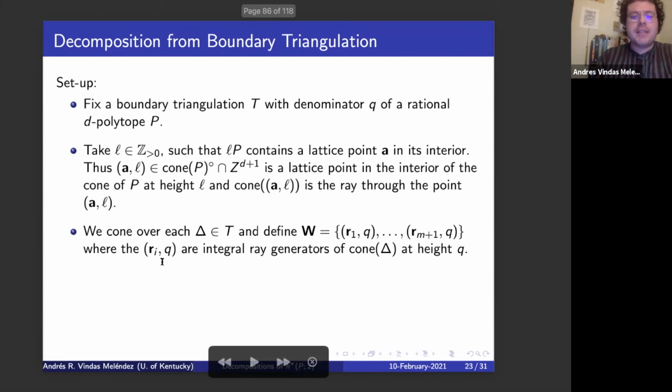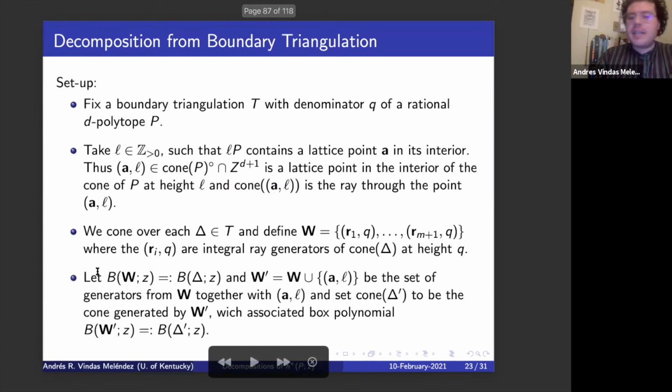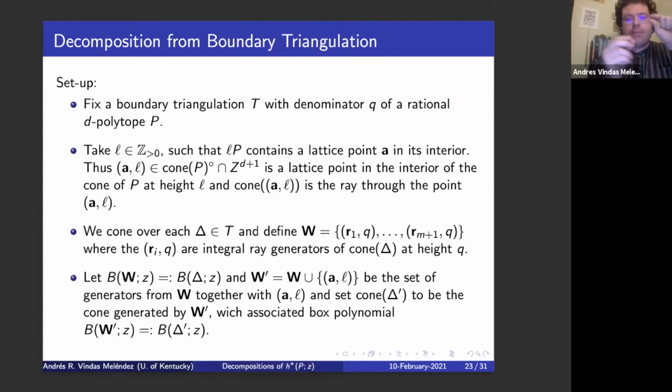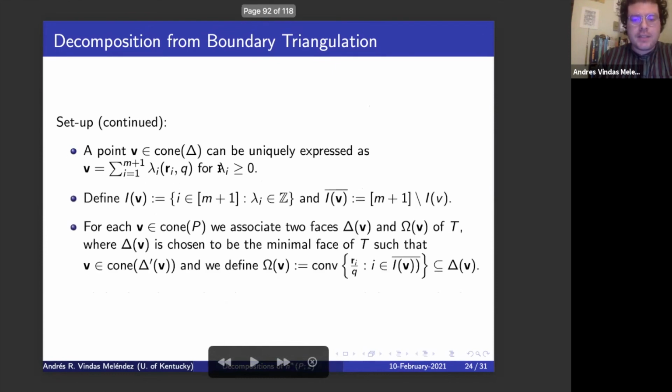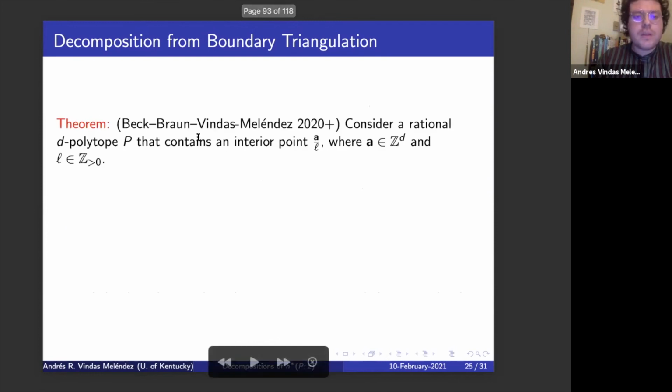And so for each simplex, again, I'm taking my W to be the set of integral ray generators at height Q. Okay? And so this is, again, almost the same setup, only that now I have this W prime. And what that W prime is, again, is my integral ray generators union that point that I am specifying, okay? And so I want to say that each point in the cone can be uniquely expressed in this form. I think I want to skip over these details, but I'll show you the decomposition.